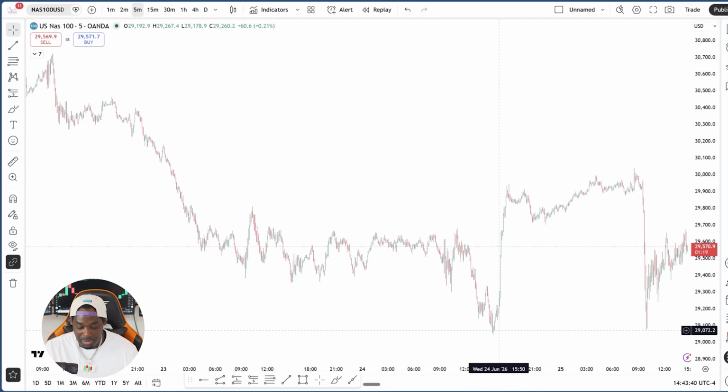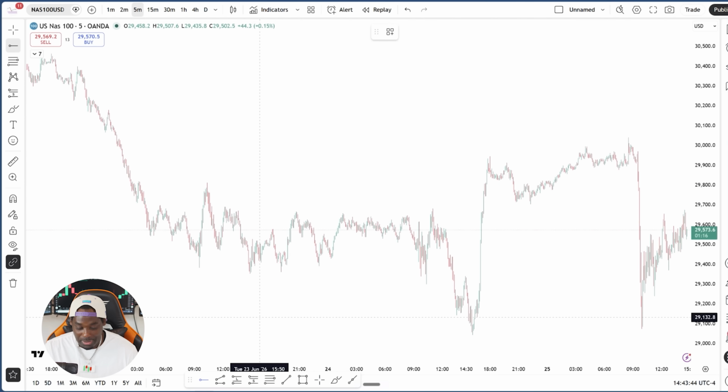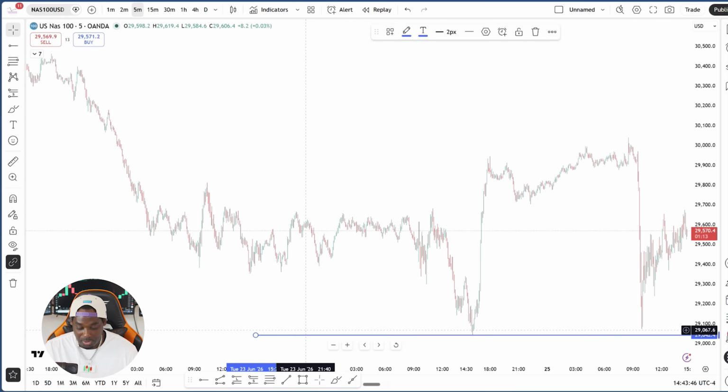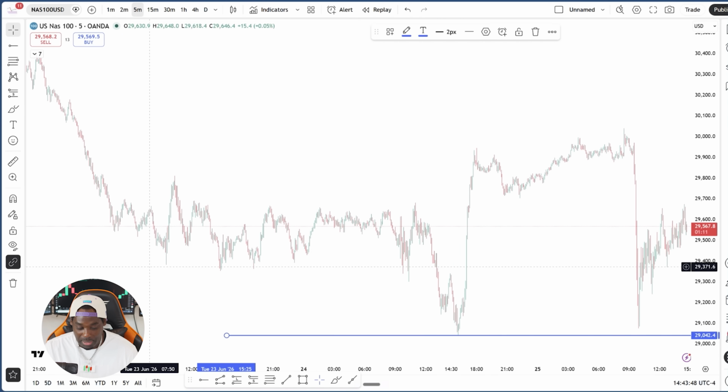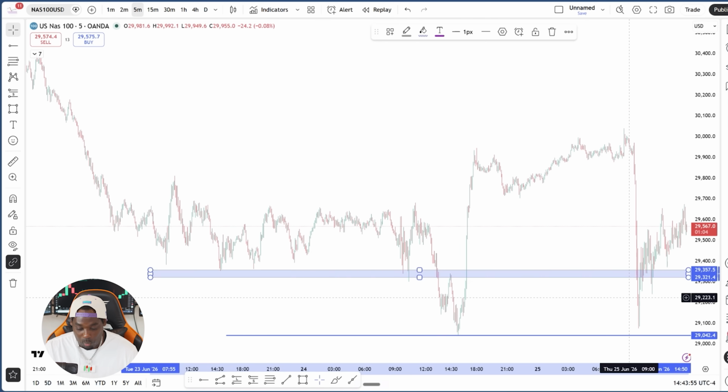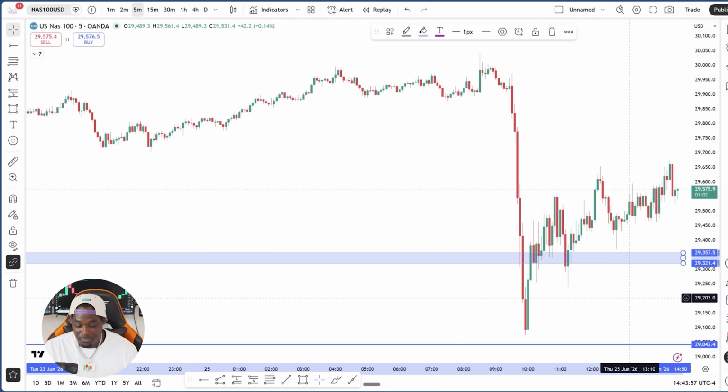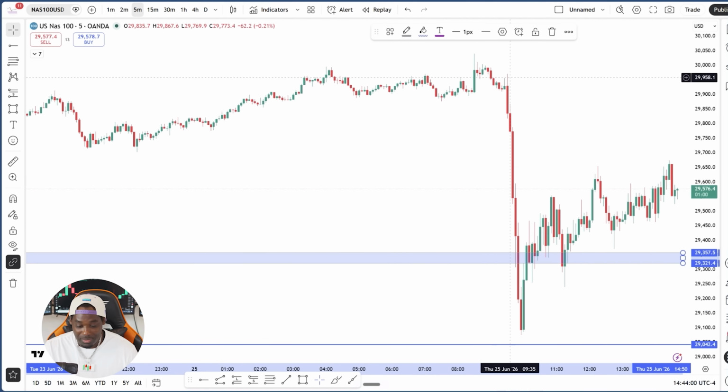But overall, we did have a nice little support area down here. Okay, so I was looking at this, I was stalking this. But also, I realized this area right here, we had support around this area too. While I'm waiting for some type of action, I missed pretty much this whole move. And honestly, I thought I wasn't going to trade, but we did have a pullback, and then we pulled back to this level right here.